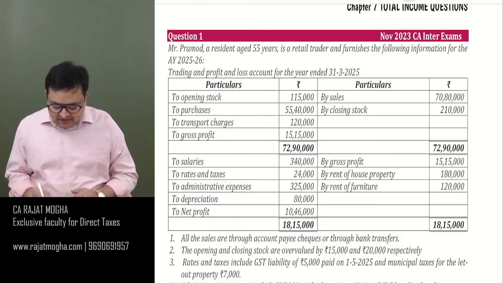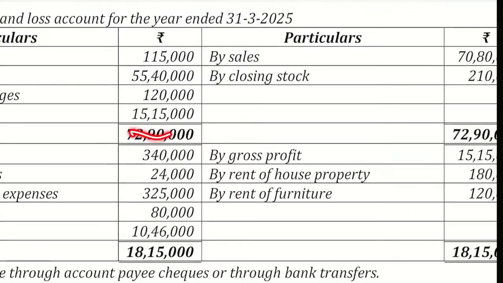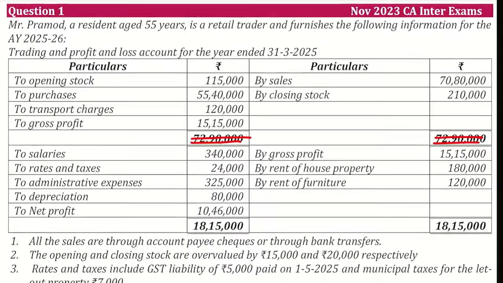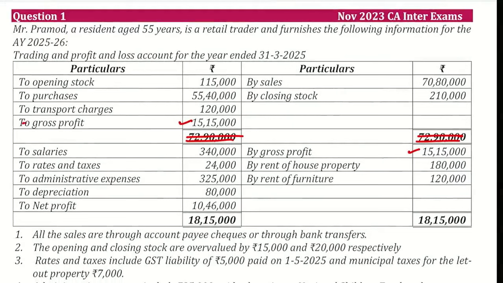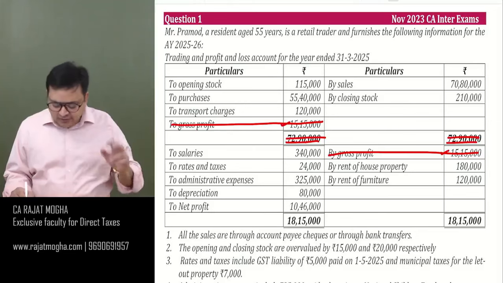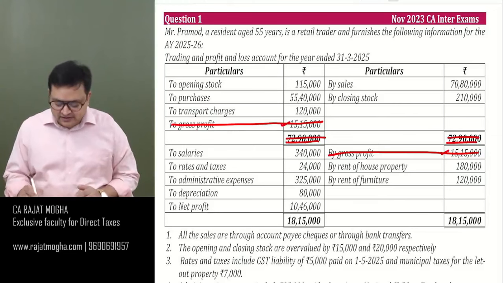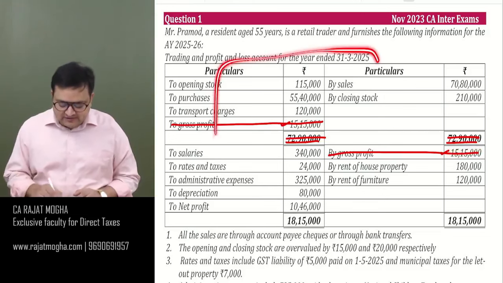So how we'll make it one? See, it is being divided over here. 72 lakh 90,000, 72 lakh 90,000. It's a total of this one. So what we can do is we can delete this. We don't need it. And here, the gross profit is 15 lakh 15,000, which is being credited at the credit side, 15 lakh 15,000. We don't need this also. So if we delete this, it is now just one single statement. We don't need the balancing figure of the trading account, which is gross profit, which is being taken to the P&L account. So I've just deleted this 15 lakh 15,000 debit, 15 lakh 15,000 credit. We don't require it. Now it is just one P&L account, correct?